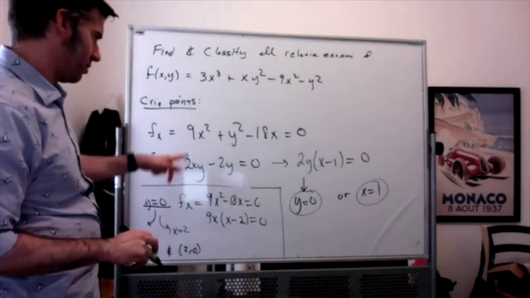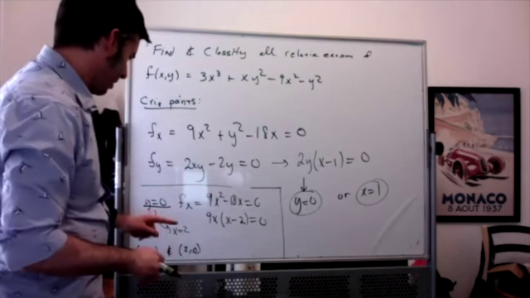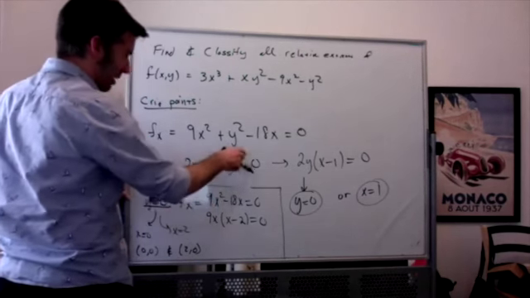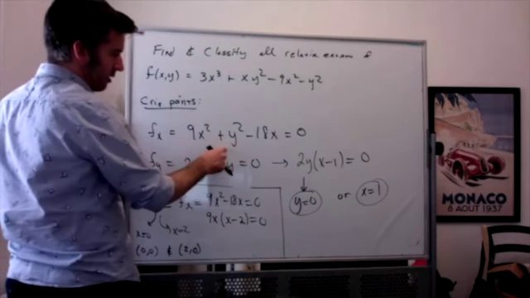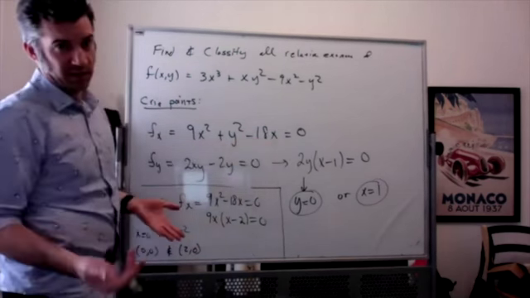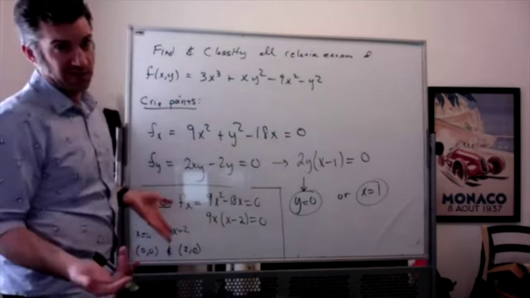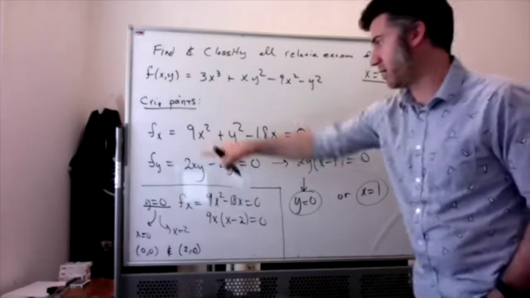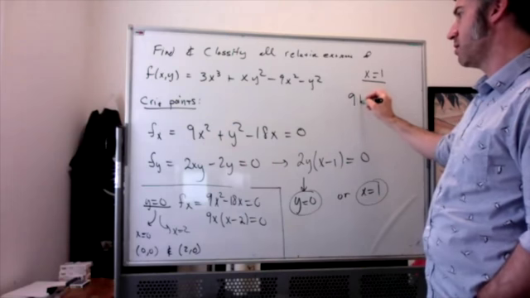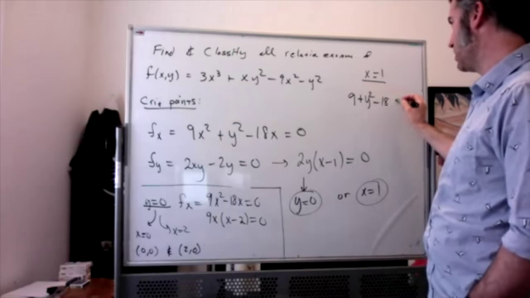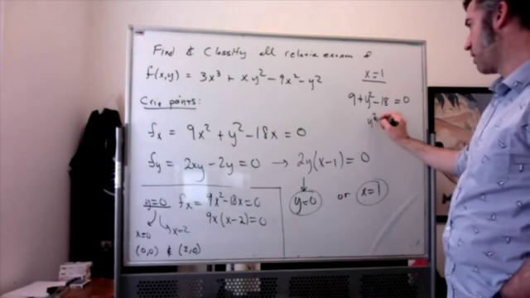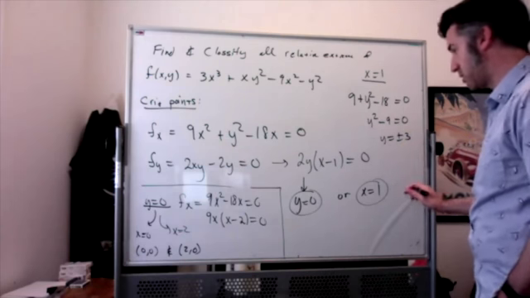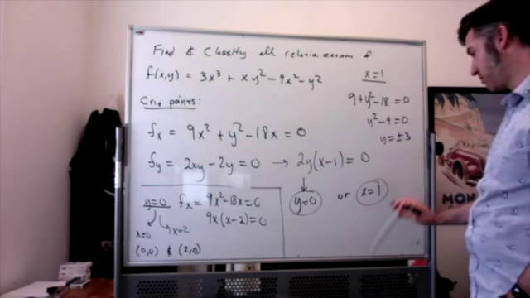If x is 0 and y is 0, clearly this is 0, clearly this is 0. If x is 2 and y is 0, clearly fy is 0, and for fx you get 9 times 4 plus 0 minus 18 times 2, so 36 minus 36 is 0. But then we also have to check out when x equals 1. If x equals 1, plug that in here, I get 9 plus y squared minus 18 equals 0. So y squared minus 9 equals 0, y equals plus or minus 3. So I also get the points 1, 3, and 1, negative 3.